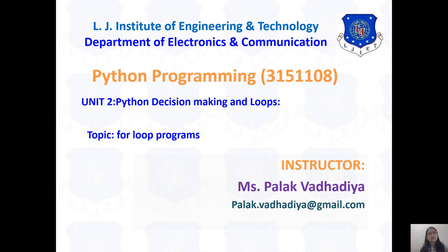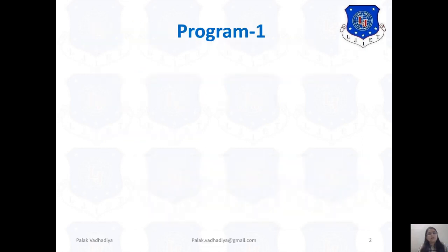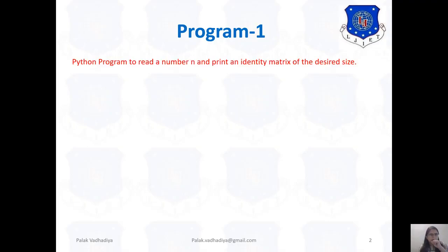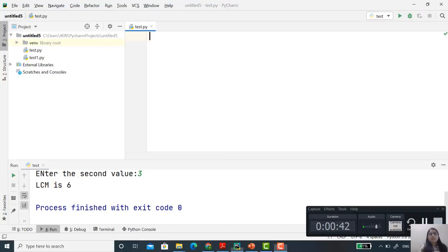So let's start with the program that I gave you in the exercise. That is, a Python program to read the number in N and then print an identity matrix of the desired size. For example, if you enter n equal to 4, then the output is a 4 cross 4 identity matrix. Now let's write this code in PyCharm.